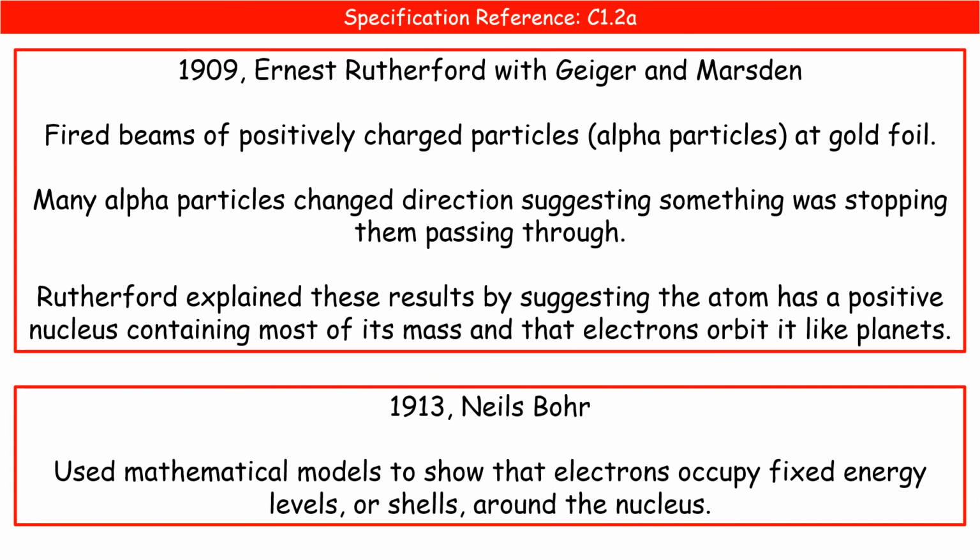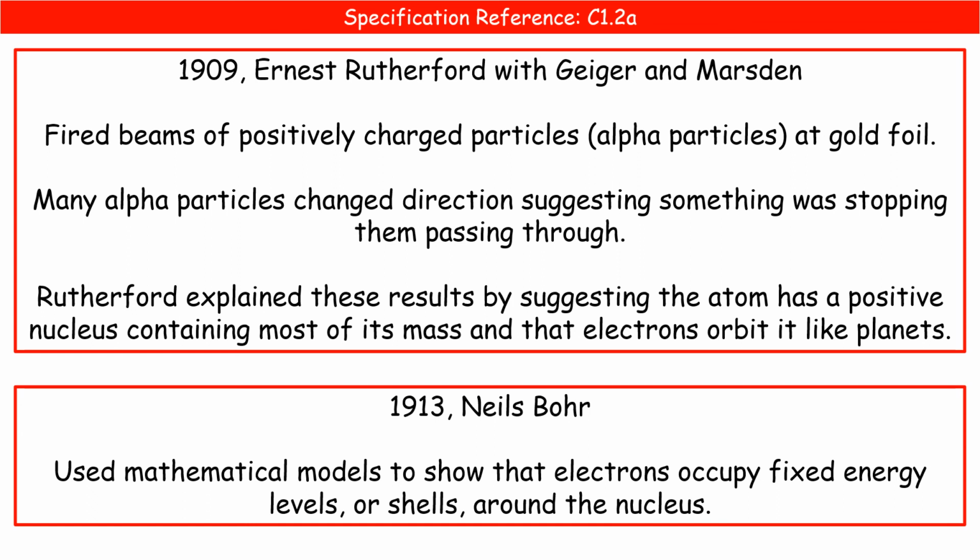Third scientist is actually a trio of scientists, Ernest Rutherford, who worked with Geiger and Marsden. They carried out these experiments on very thin sheets of gold foil, and they fired these beams of positive charged particles at them. These were called alpha particles. If the plum pudding model had been accurate, these alpha particles would have just passed straight through, but they didn't. Instead, they changed direction in some cases. So that suggested there was something stopping them just going straight through this thing called the atom. And Rutherford came up with the explanation by saying that atoms have a positive nucleus and the electrons orbit like planets.